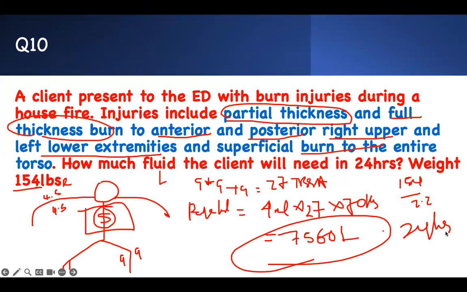So pay attention to the question. I just asked you total fluid required for 24 hours. If they ask you for the first 8 hours, and then the next 16 hours, you divide the fluid and you do another calculation. You can check out videos on this, but this is just for the first 24 hours. So this is what you are left with.